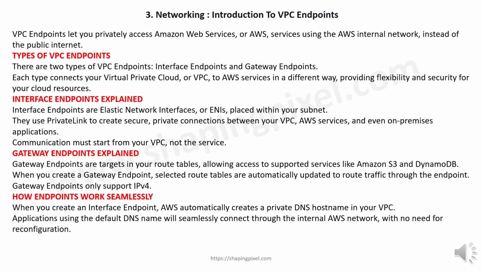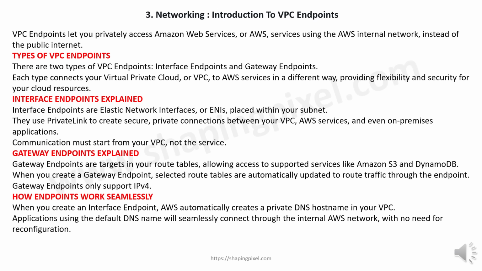Gateway endpoints are targets in your route tables, allowing access to supported services like Amazon S3 and DynamoDB. When you create a gateway endpoint, selected route tables are automatically updated to route traffic through the endpoint. Gateway endpoints only support IPv4.